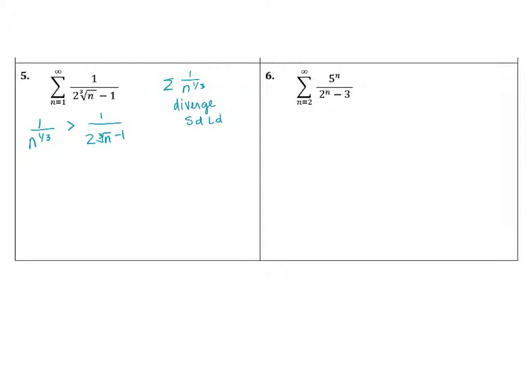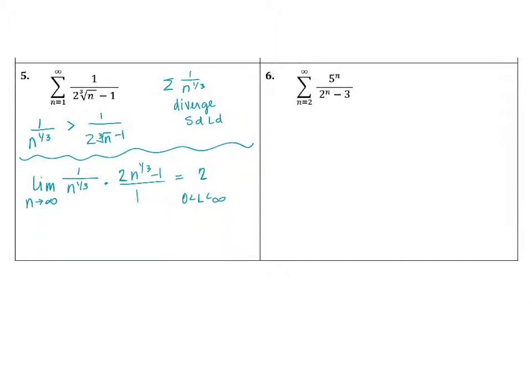And instead of trying to pull out all these different tricks, let's just go ahead and use our limit comparison test. And again, we're going to get the results that we need from that. The limit as n approaches infinity of 1 over n to the 1/3 times our reciprocal, so that's going to be 2n to the 1/3 minus 1 over 1. And so notice that that limit does end up being 2, and so that is between 0 and infinity, and so this we know will diverge by the limit comparison test.